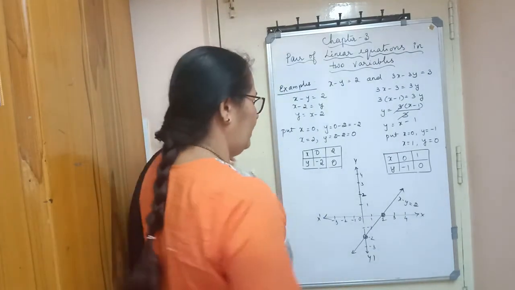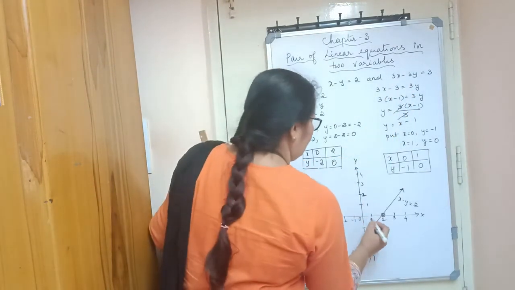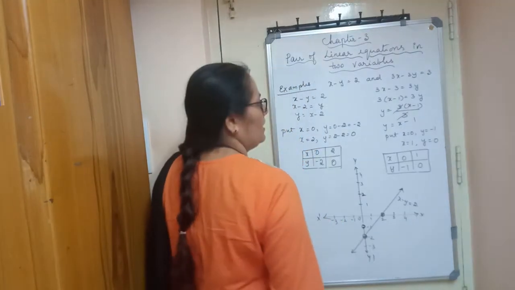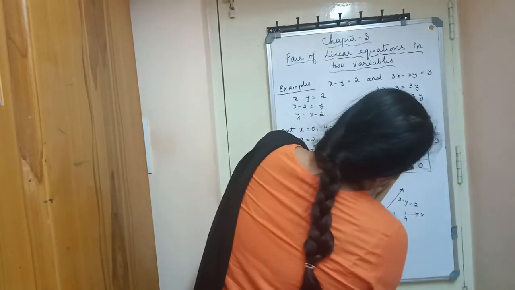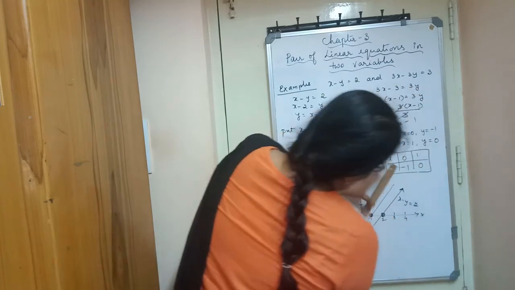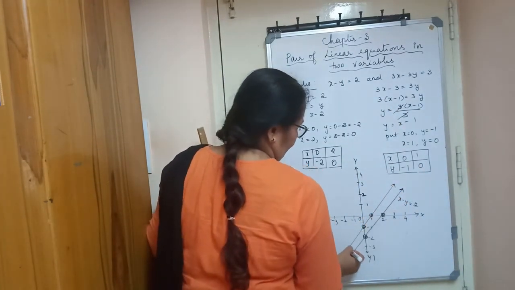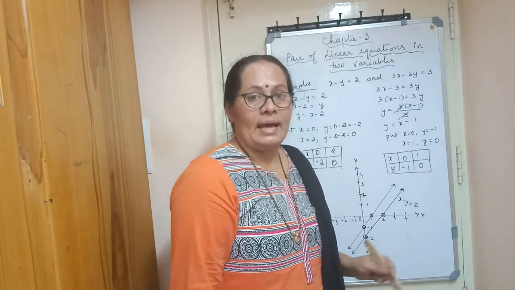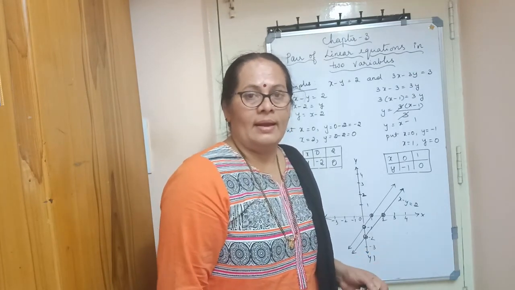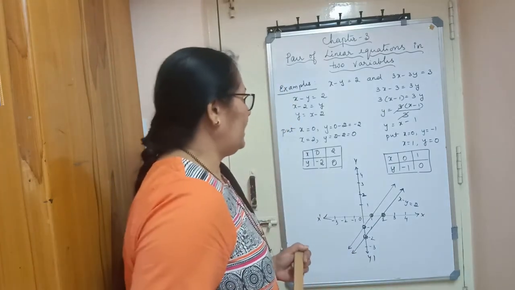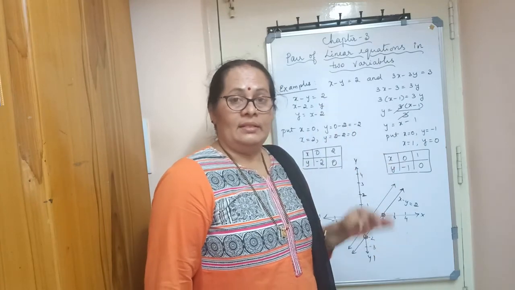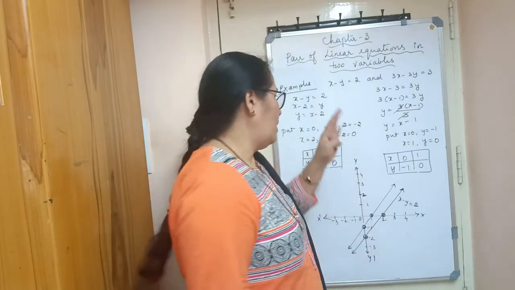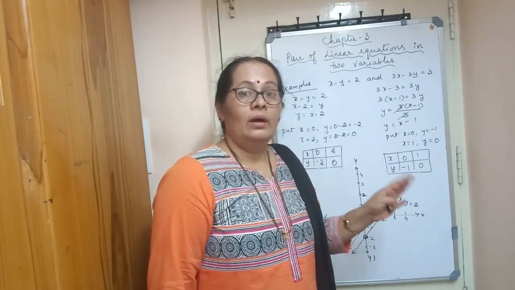Now, the second equation. When x is 0, y is minus 1. When x is 1, y is 0. Now join these two points. What do you get? You will get parallel lines. Now you got to know that for a pair of linear equations, you will get either intersecting lines or coincident lines or parallel lines. Any one possibility will be there.